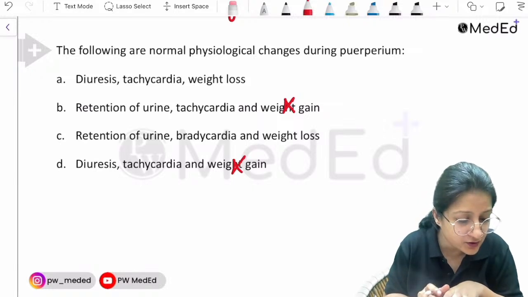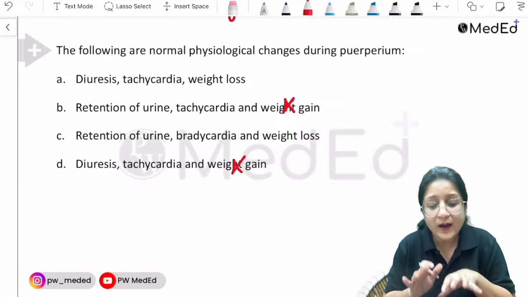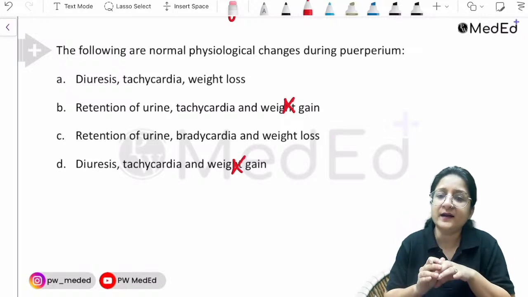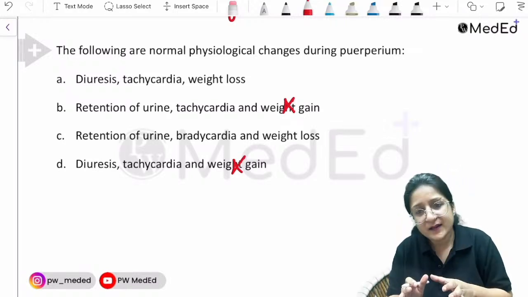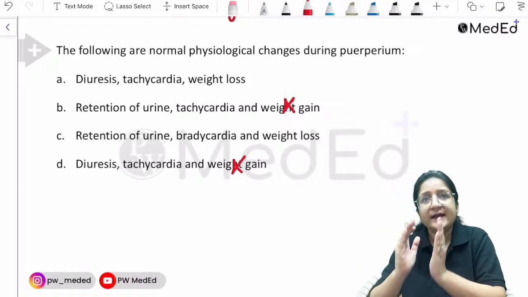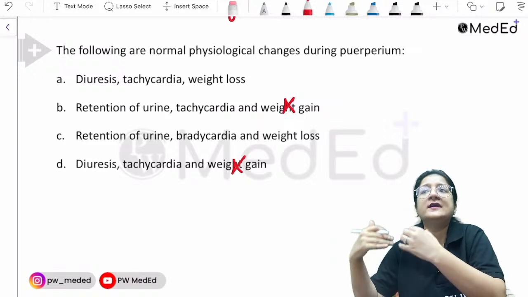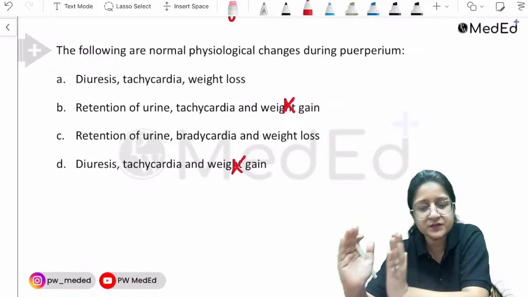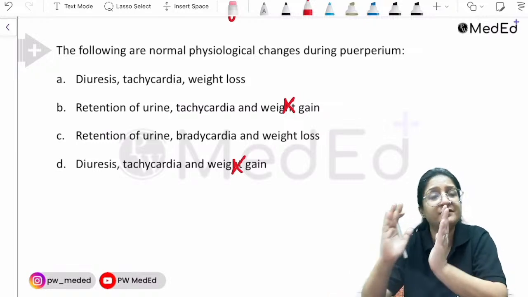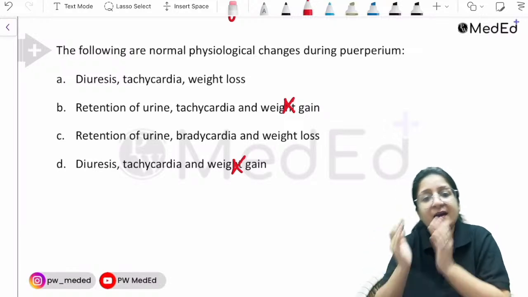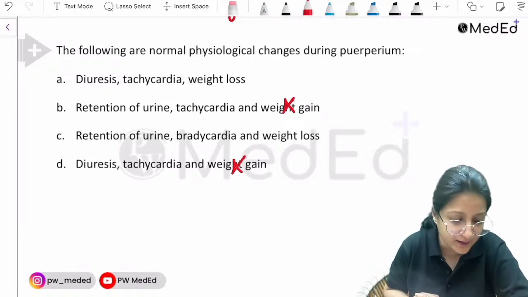Now, why would there be bradycardia? Tell me. In pregnancy, for the 9 months, there is tachycardia. That tachycardia is going to persist for about 24 to 48 hours after delivery. After that it is going to settle down, but there is not going to be bradycardia, right? Why would there be bradycardia?